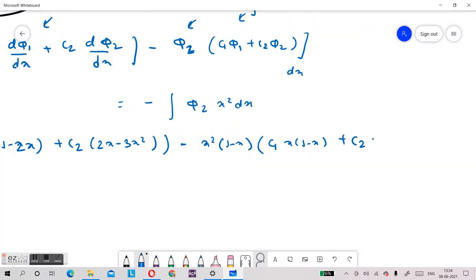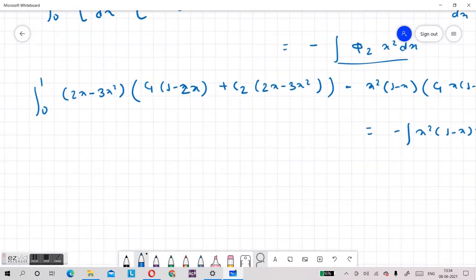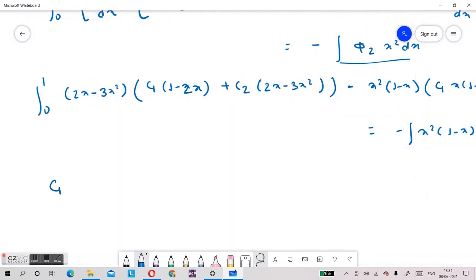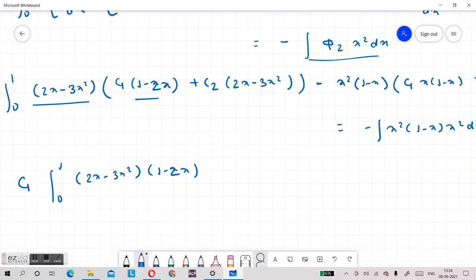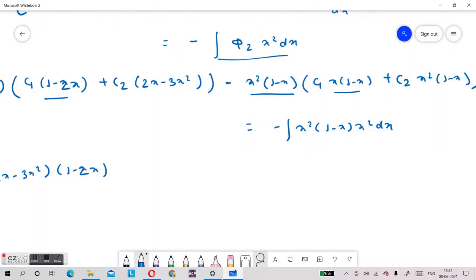Okay, and this term is phi 2. What was the value of phi 2? x square 1 minus x square dx. So similarly we will solve it in a similar manner. We will take c1 common, and then both terms, 2x minus 3x square and 1 minus 2x, and this is also a term with c1. Then we will solve it: x square 1 minus x, and this is x 1 minus x. Okay, the whole into dx.